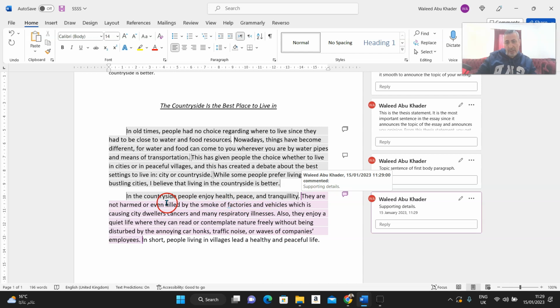So, in the countryside, people enjoy health, peace, and tranquility. They are not harmed or even killed by the smoke of factories and vehicles, which is causing city dwellers. City dwellers is another way to say people living in the city. You have to avoid repetition of words. Causing city dwellers cancers and many respiratory illnesses. Also, they enjoy a quiet life where they can read or contemplate nature freely without being disturbed by the annoying car honks, traffic noise, or waves of companies' employees. In short, people living in villages lead a healthy and peaceful life.